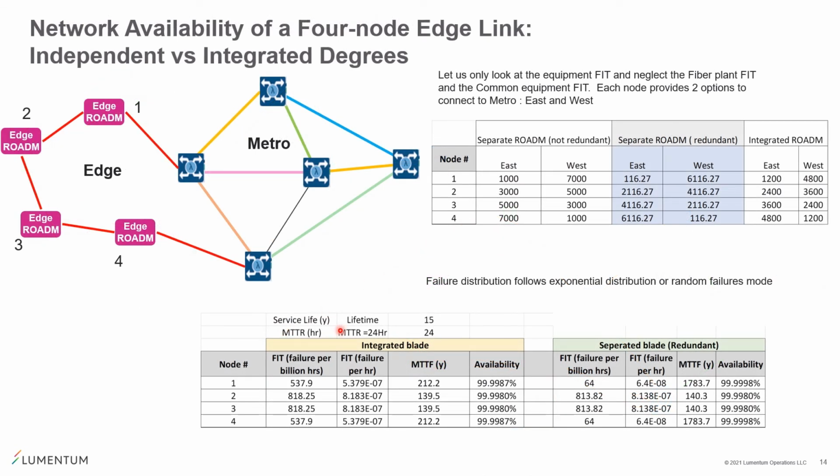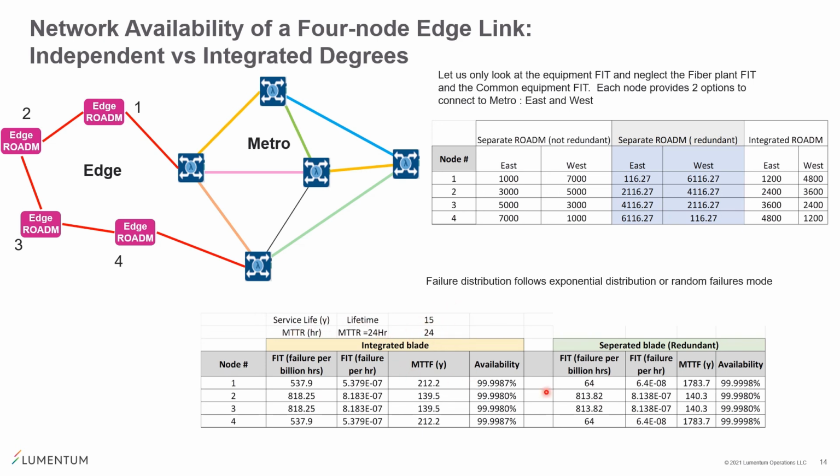So what we did is we decided to crunch down the numbers. We looked at the MTBF numbers for each of these nodes, from node 1, 2, 3, and 4, assuming that if each one of these nodes fails, what does the overall system availability look like? And the results that we got were kind of surprising. Again, let's assume that there's a service life of around 15 years, and the mean time to repair is around 24 hours.